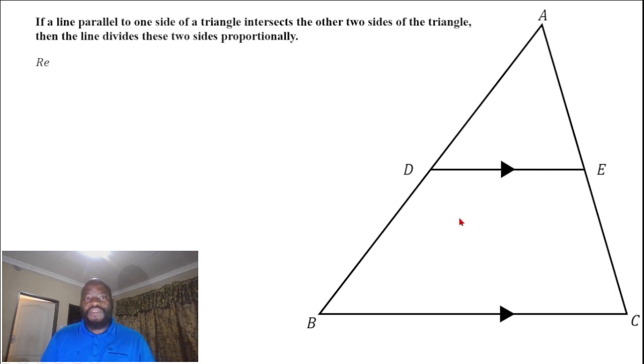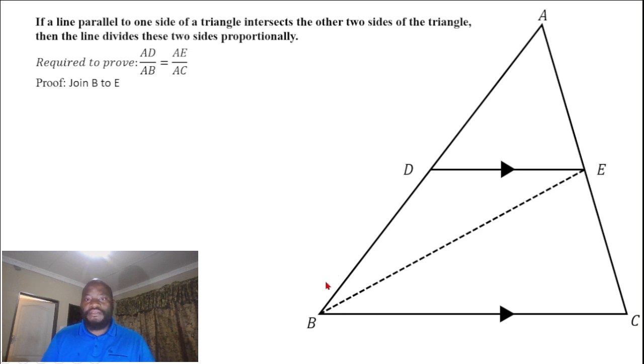But now what we're required to prove is that AD divided by the whole of AB equals AE divided by the whole of AC, as I said. So, proof: we join B to E and then D to C. Then we see that we have created triangles. First, I need you to concentrate on the blue highlighted triangles. We have the big one ABE and the small one ADE that we're going to be looking at.